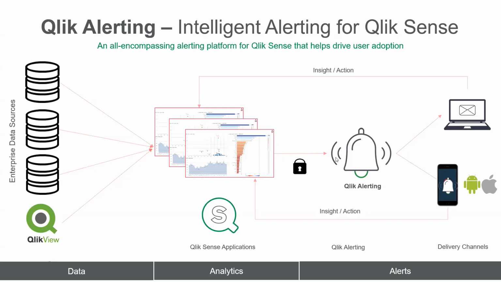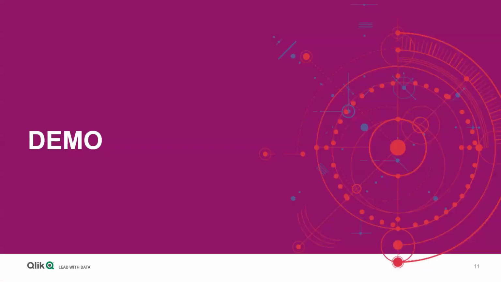Then when the conditions are met for triggering an alert, Qlik Alerting can deliver those out to emails, as I've talked about, or to a mobile client on both iOS and Android platforms. And we can include links that bring that user, if they are a licensed Qlik Sense user, back into the platform and into the application, in the context that we want to see them on as well. So that's just a little high-level overview of the platform itself.